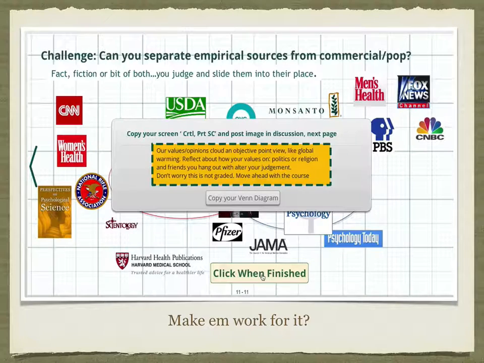And so when they hit the finish prompt, of course, they get a piece that says, reflect on your values and your politics and your religion and who you hang out with, and that will cloud your judgment. And of course, that's the real lesson that we want to do. Now, what they do here is they copy the Venn diagram and they post it up in the discussion board. They have to comment at least on two others' diagrams on whether they've thrown things, put things on one side or the other.